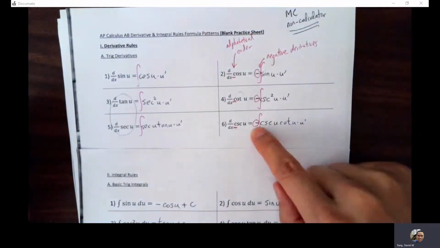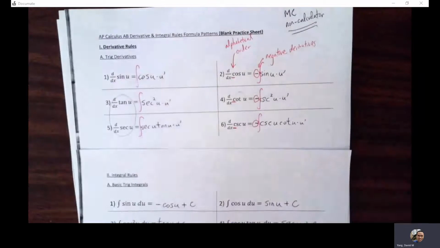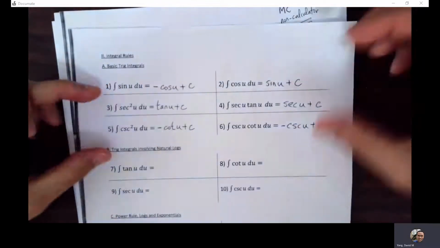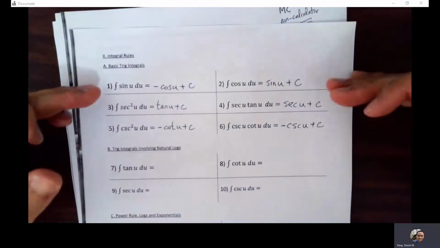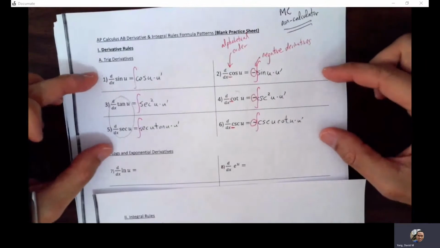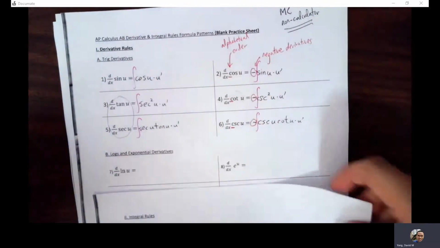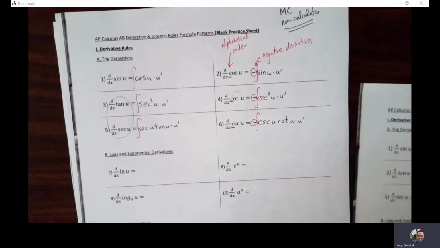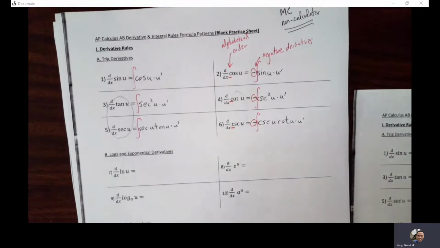And then finally, the integral of cosecant u cotangent u du is just negative cosecant u plus c. Right, so there's no need to memorize these basic trig integral rules. We can directly arrive at them just by using the derivative rules that we've memorized. Okay, let's see. Going down the list here.